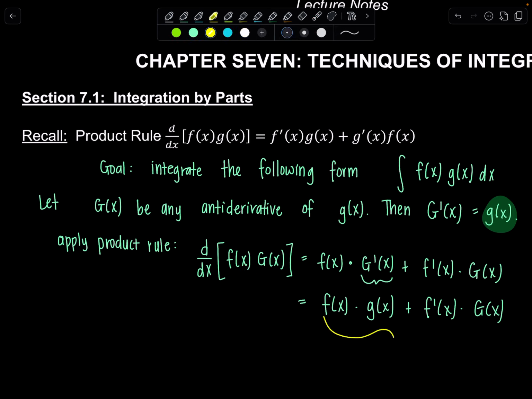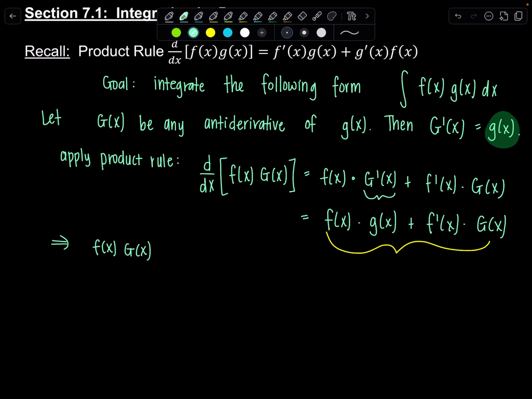Well, think backwards. That tells me that f of x times capital G of x is an antiderivative of this messy little guy. Okay? Antiderivative means you take its derivative and you get the following function. So who's the antiderivative of this? Lowercase f of x times g of x. So let me summarize for you. So this tells me f of x times capital G of x is an antiderivative of this function.